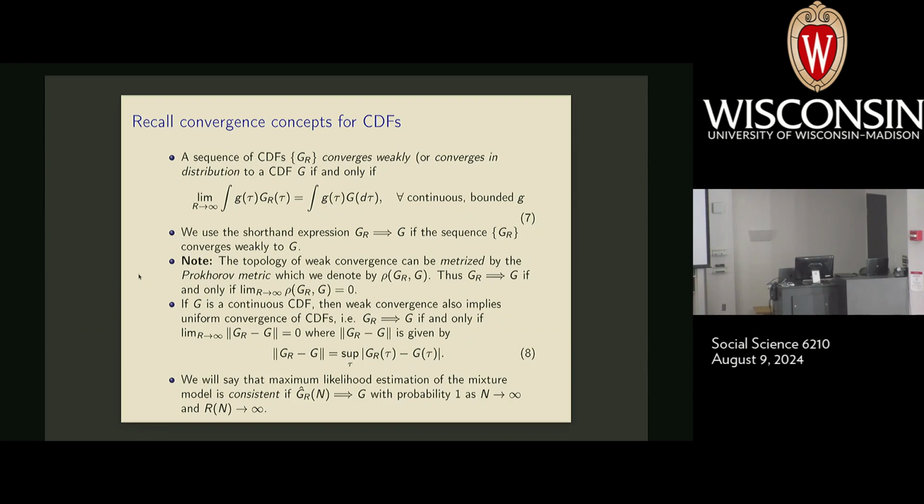Normally when we talk about a parameter, we think in Euclidean space it's converging. The Euclidean distance between the estimate and the true theta star converges to 0. This is the same thing, but the notion of convergence is a little more abstract, convergence in distribution.